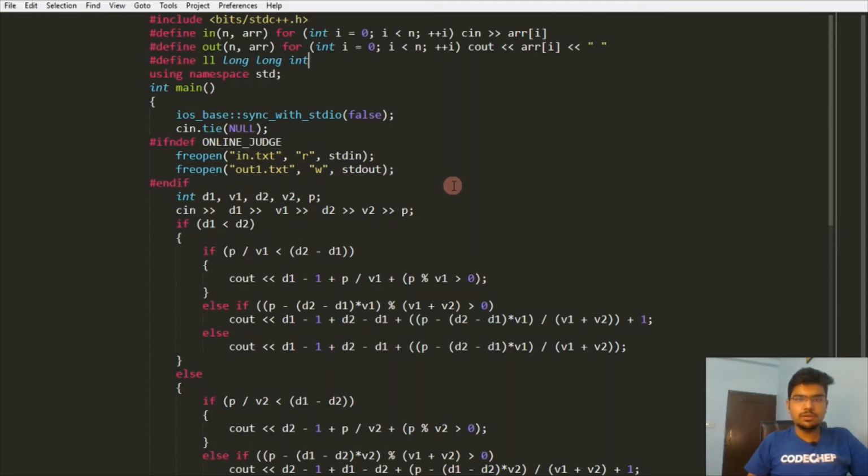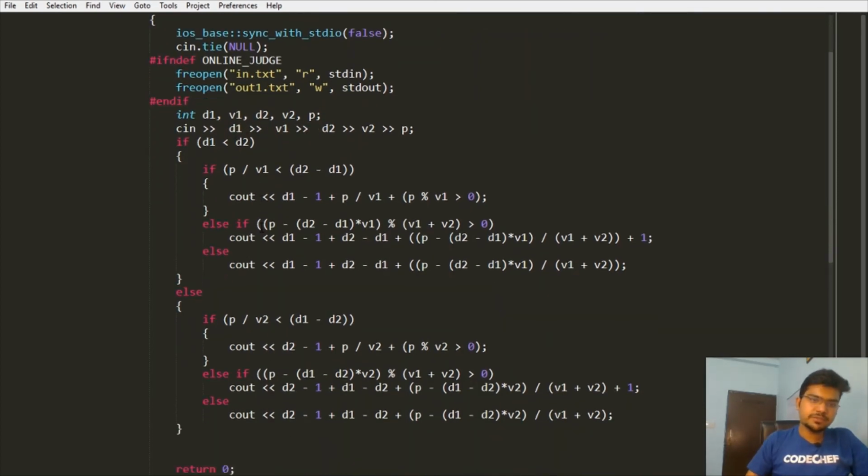Okay, so now let us understand the solution of this particular problem in C++. So first of all, we are trying to enter the values, that is D1, V1, D2, V2 and P, right? So we have taken the 5 variables and we have entered the values in them.